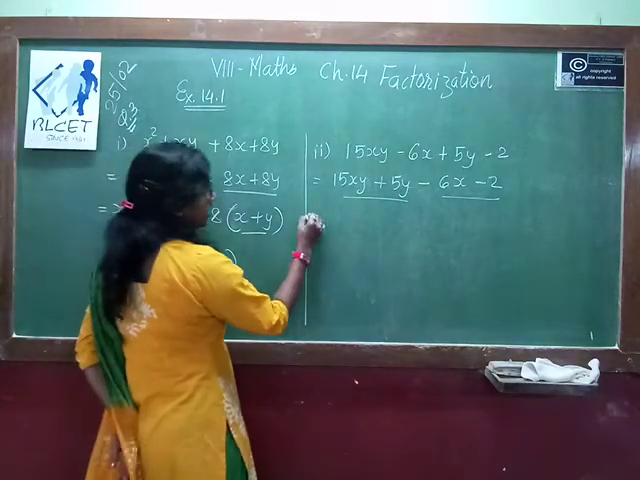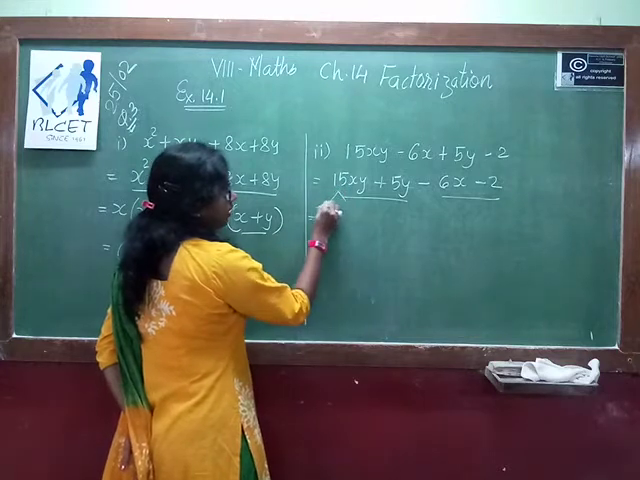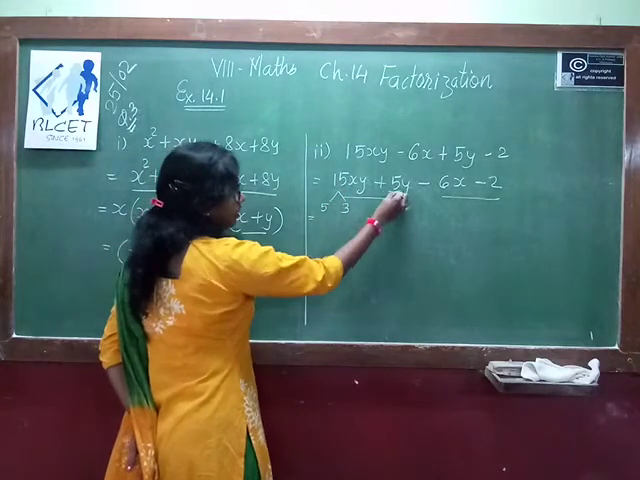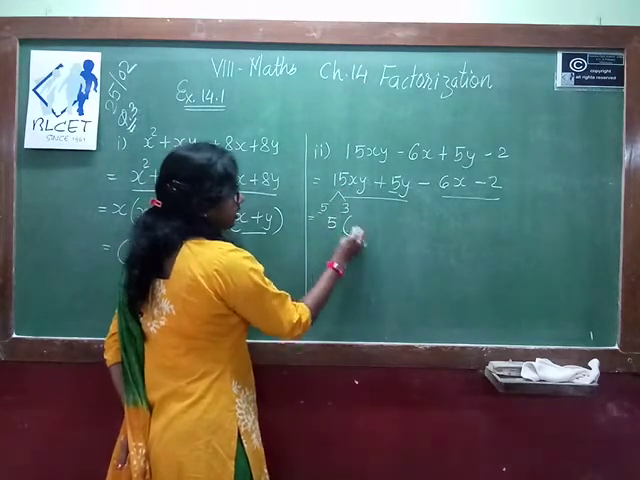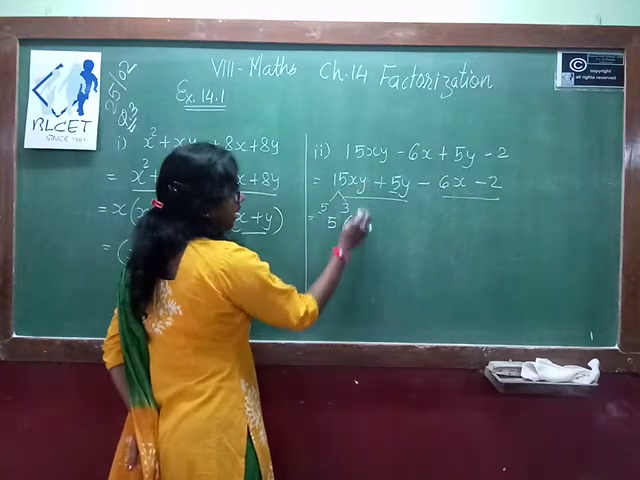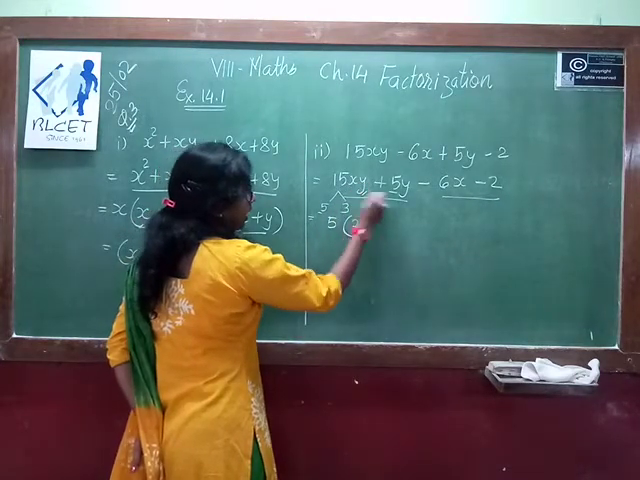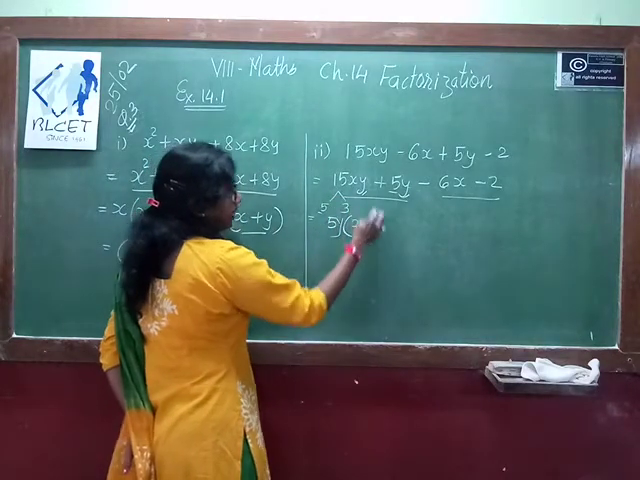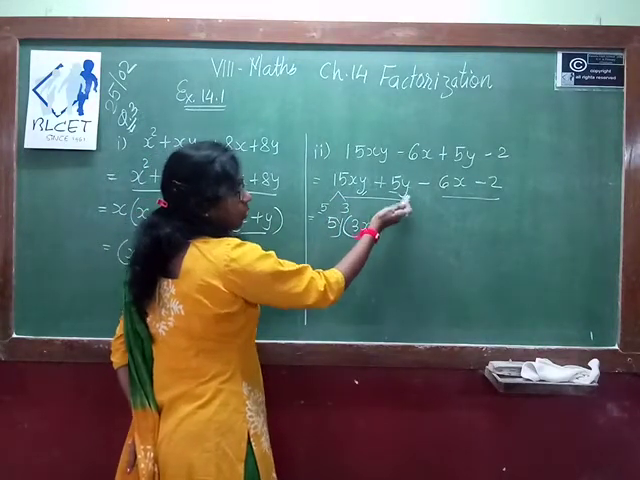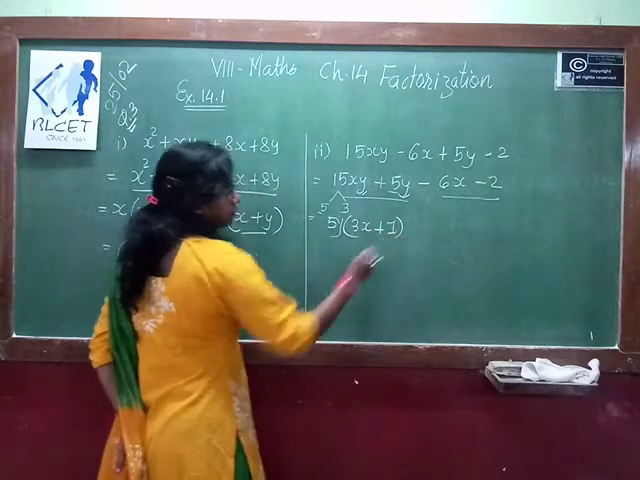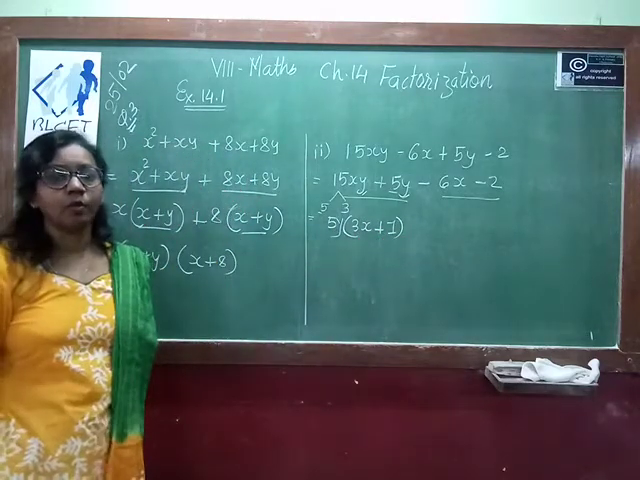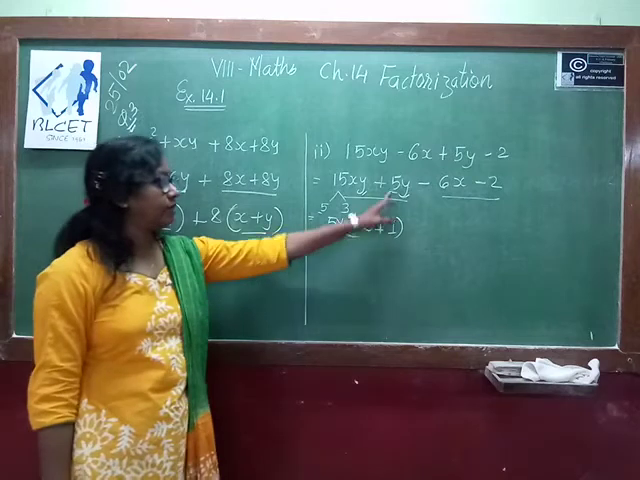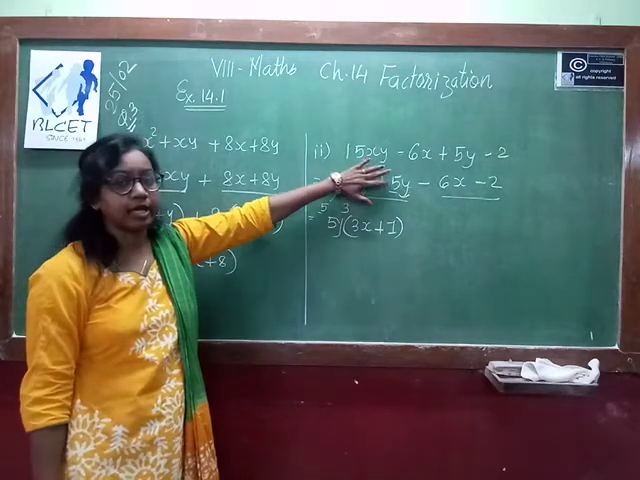So now from here, 15, what are the factors? 5 and 3. So what is common? 5. So what is left? 3, because y is also common. So 3x is left plus 5y. The whole term is out. So what is the factor? Only 1, because we know that 5y ones are 5y. If you do the multiplication, you will get this term.